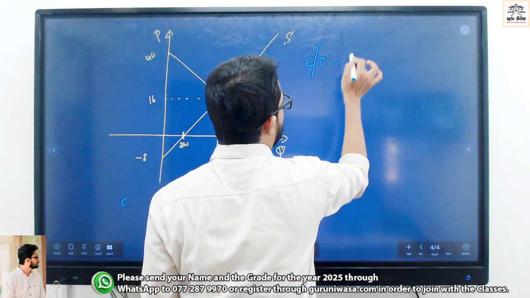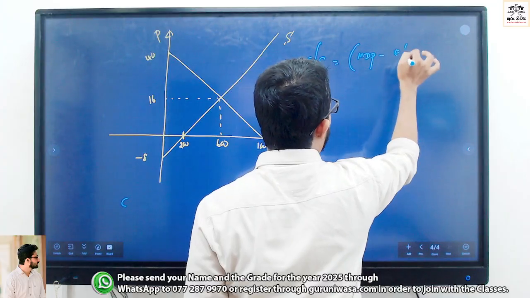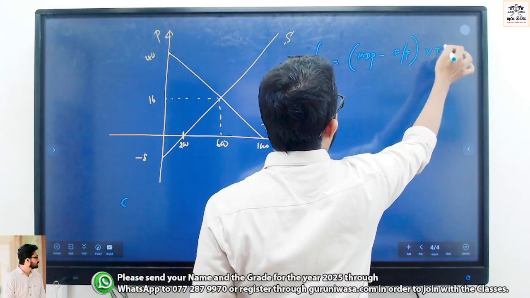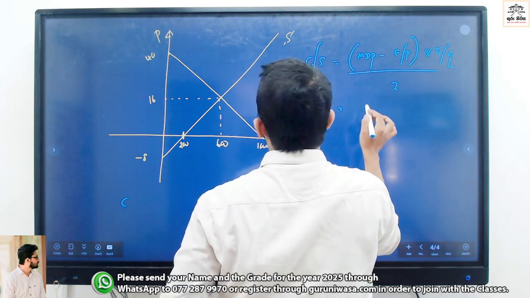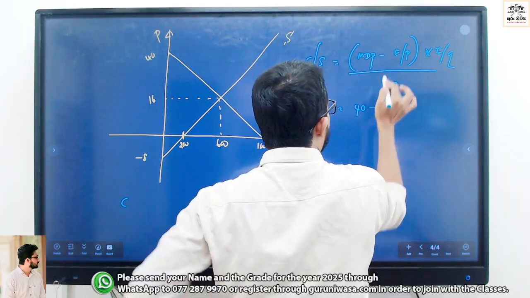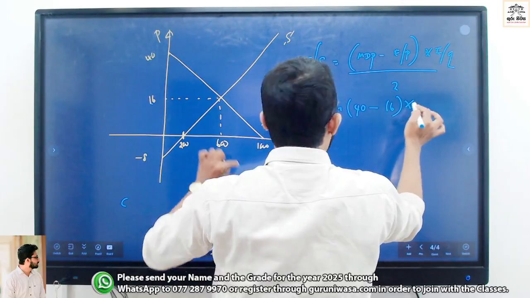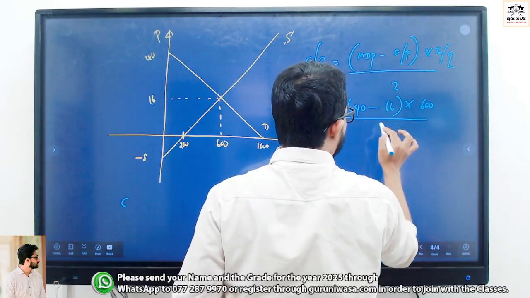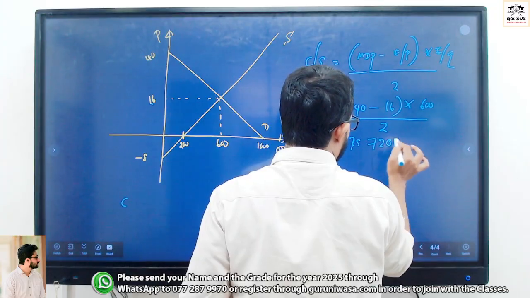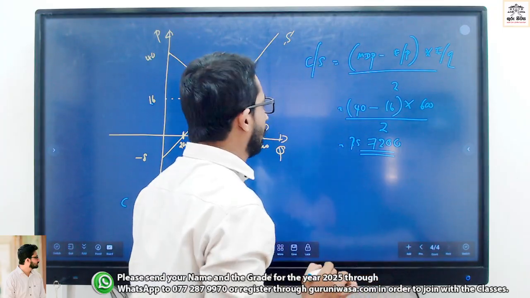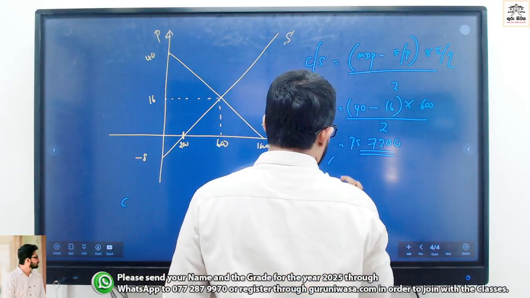Consumer surplus equals maximum demand price minus equilibrium price, into equilibrium quantity, divided by 2. So 40 minus equilibrium price 16, into equilibrium quantity 600 units, divided by 2. The answer would be 7,200 rupees.